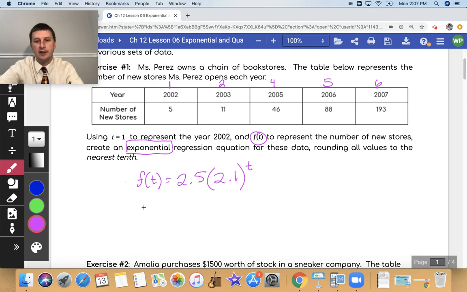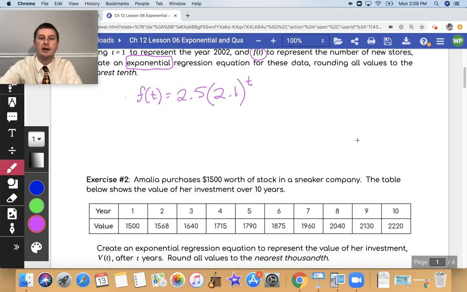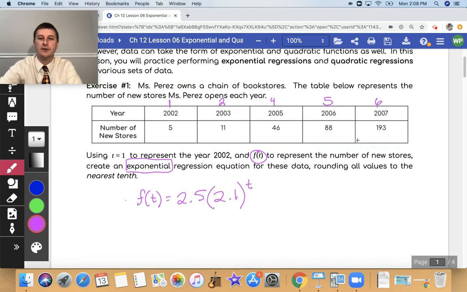And this equation right here could model how many bookstores Miss Perez is going to open in a given year. So you could substitute a 10 in here, and you could see the prediction of how many stores are going to be opened in this year based on the data that we already have. So this is one useful application of exponential regression equations. And in exercise 2, we're going to look at another useful application of it.